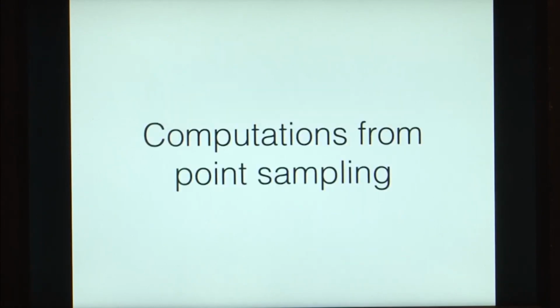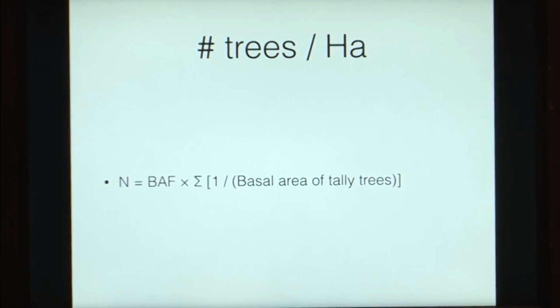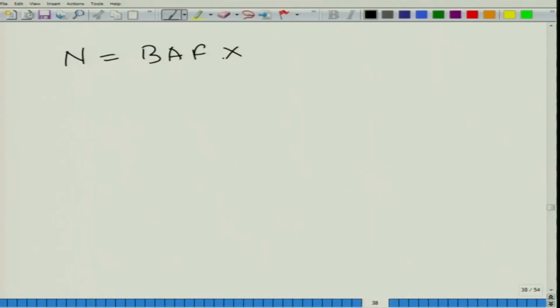So what are the calculations that we have from point sampling? We can calculate the number of trees per hectare. The number of trees per hectare is given by the basal area factor multiplied by the sum of the inverse of all the basal areas of the tally trees. We shall look into it in greater detail when we look at some problems. So essentially, to remember for now, the number of trees n is given by the basal area factor multiplied by the sum of 1 over the basal area of the tally trees.